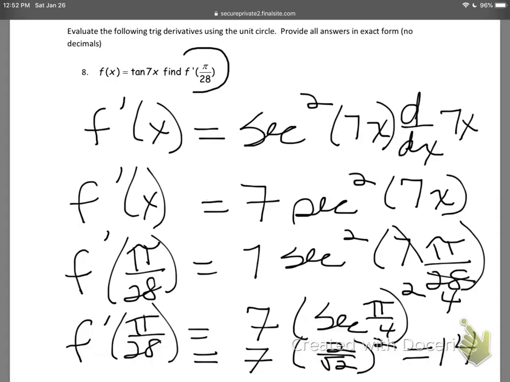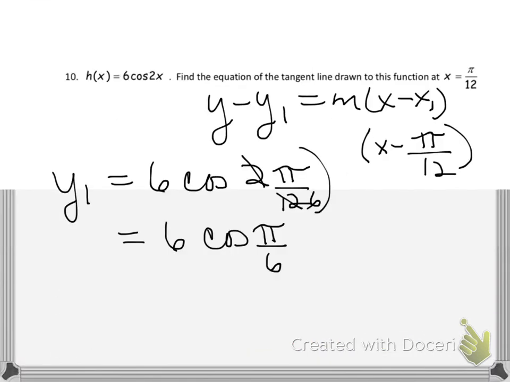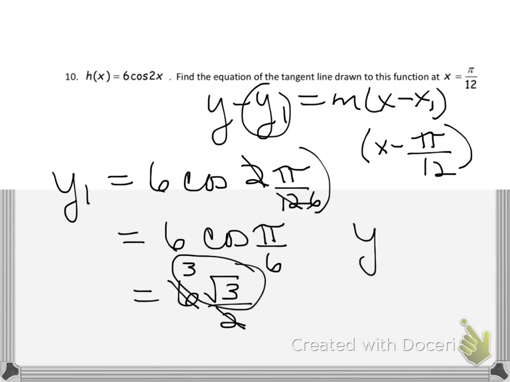So let's go back to the unit circle. And pi over 6 is our smallest angle. The cosine of pi over 6 is root 3 over 2. So let's plug that in. So this equals 6 times root 3 over 2. The 2 cancels into the 6, and I get 3 root 3. So now my y1 is going to be 3 root 3. So I'm just going to write that here. And then we're going to copy things over on the next page and start cleaning this up.